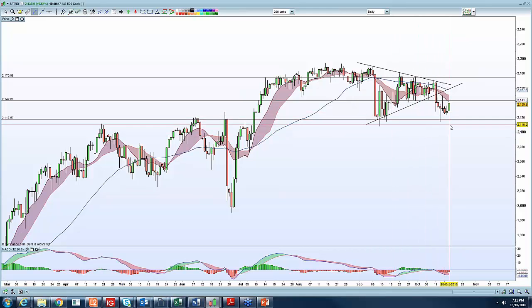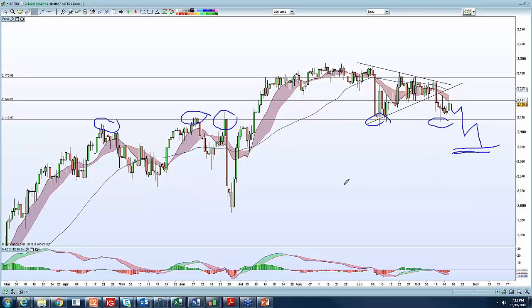The key thing to take note of: I'm very keen to see what happens near 2120, anywhere between 2100 and 2120. Because if you see this level here, you can see resistance, support. If the market breaks this level, there's a high chance we might go to around the 2000 area. So pay attention around these levels here.